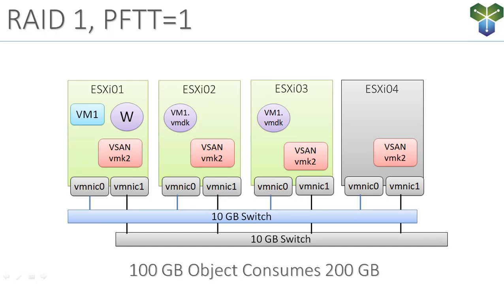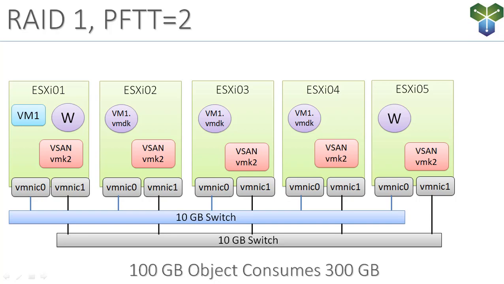If we go back to the last slide, when our failures to tolerate equaled 1, we can look at the bottom of the screen and see here a 100 gig object in this scenario is only consuming 200 gigs of space. So there's no such thing as a free lunch, right? That's the moral of the story. If I want more protection for my data, it's going to consume more space.